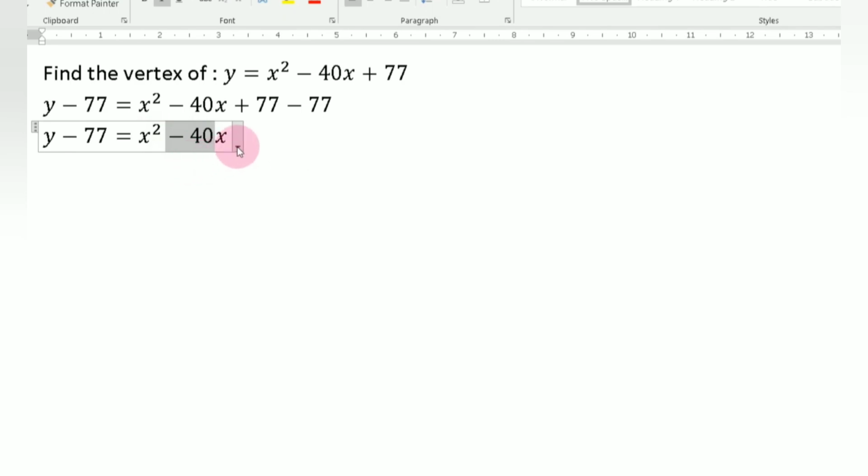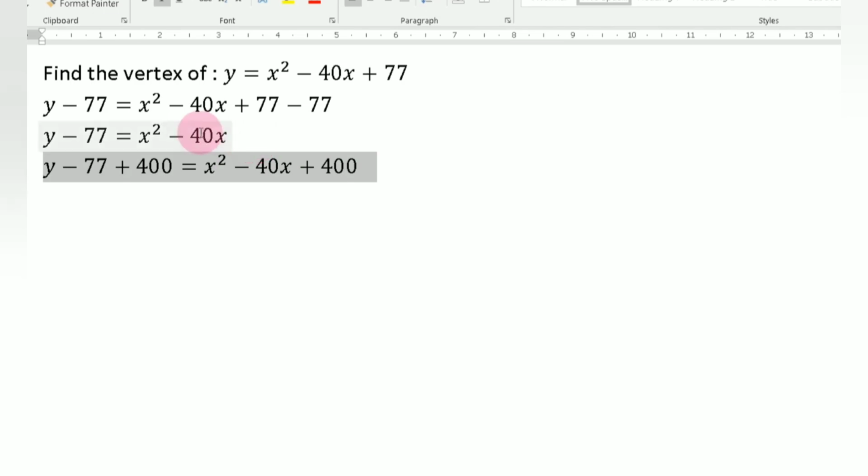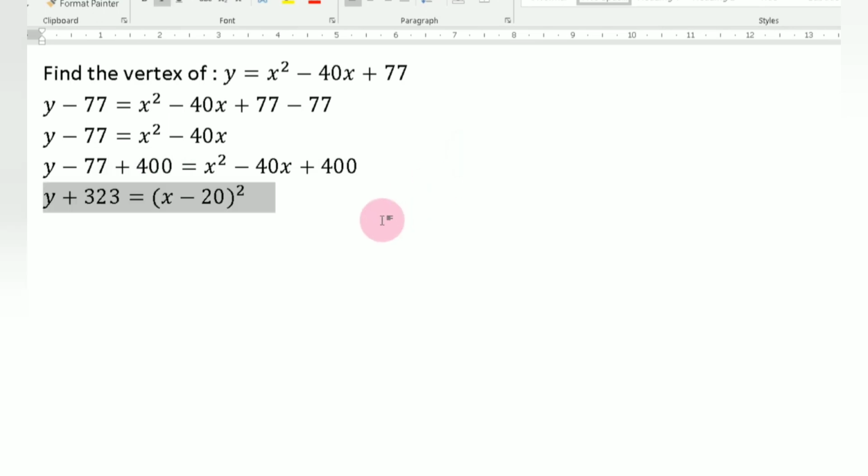So by using the method that we divide this by 2, negative 20, and then square it, we can find the last term, the last piece of the right member, which is 400, right? Since we add 400 on the right member, which didn't exist before, we also have to apply the same to the left member. So in the end, we will have this, the vertex form.